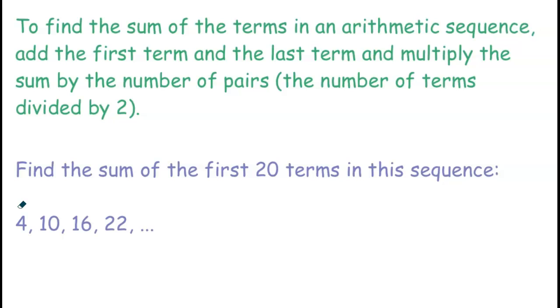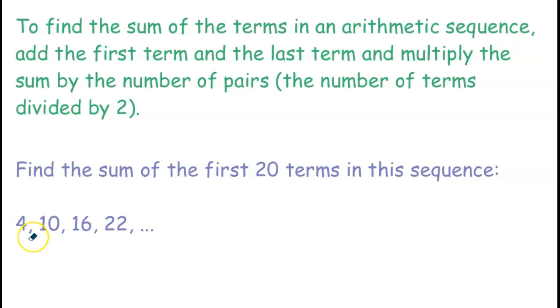All right, so this technique that Carl Friedrich Gauss used works for every arithmetic sequence. So if we're going to find the sum of the terms of an arithmetic sequence, we can add the first term and the last term and multiply the sum by the number of pairs. That's the number of terms divided by 2. So let's put together what we learned in the last little mini lesson and this one to find the sum of the first 20 terms in this sequence, 4, 10, 16, 22, etc.